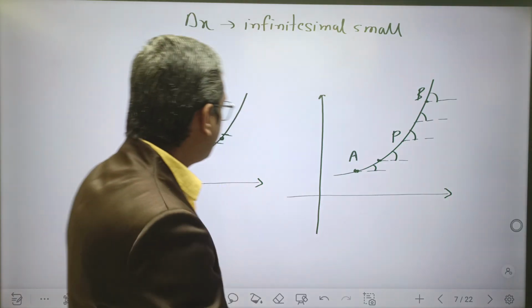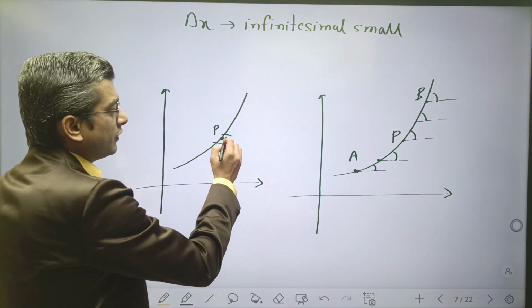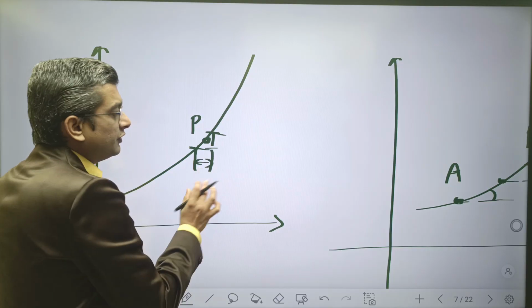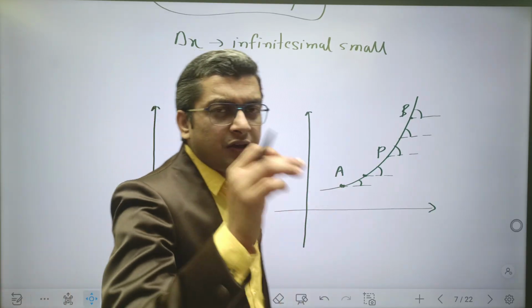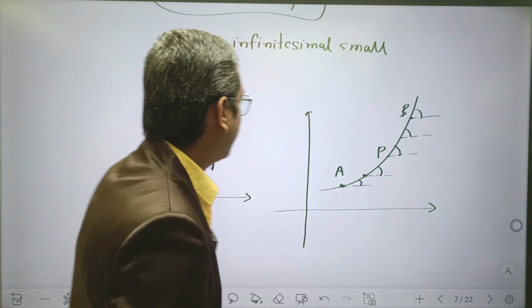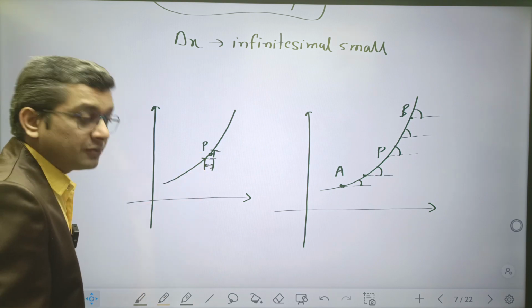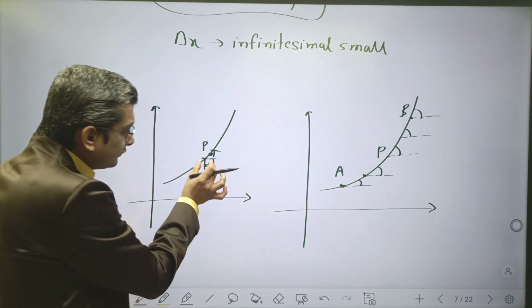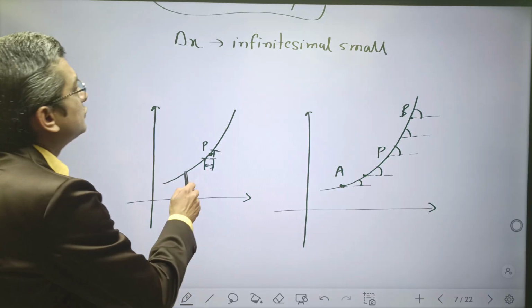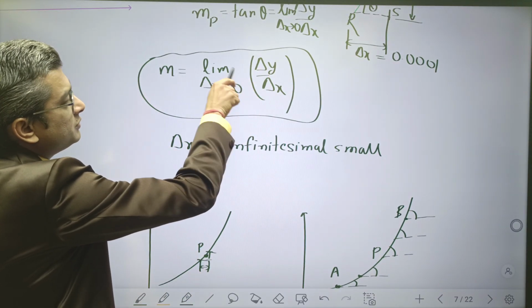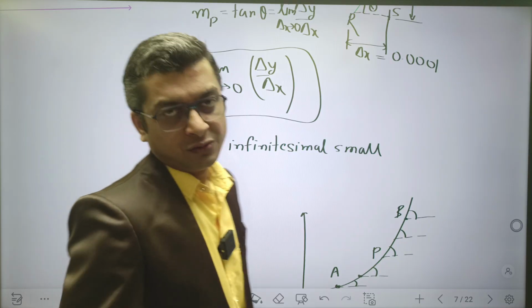And since these two points are very close to each other, the value of this delta y and the value of this delta x are very small. So we say that the instantaneous value is equal to the average value, but the condition is that delta x is very small. So we write here: instantaneous slope is average slope, but the condition is limit delta x tends to 0.